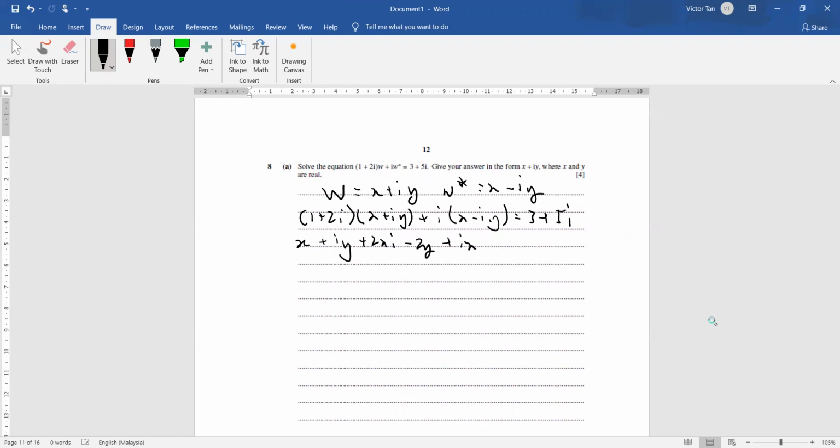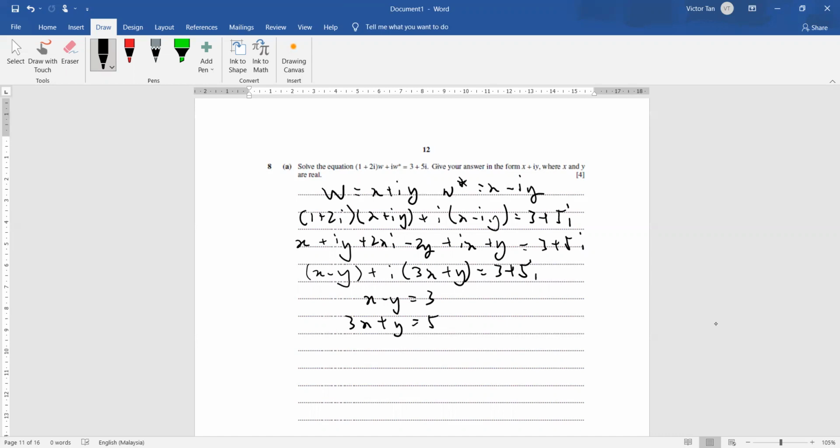plus ix plus y. i squared is negative 1. Simplifying, x minus 2y plus y is x minus y, which is the real part, plus i. So 2ix plus ix will be 3x. 3 plus 5i. Okay, so here you have x minus y equals 3, 3x plus y equals 5.